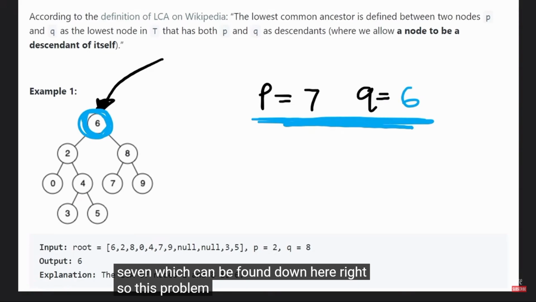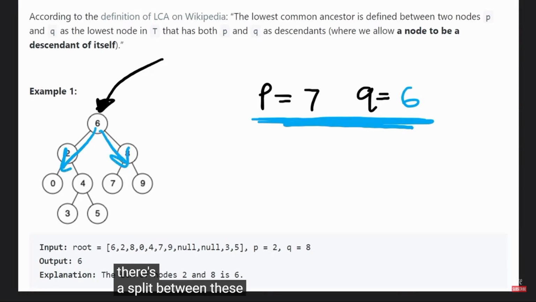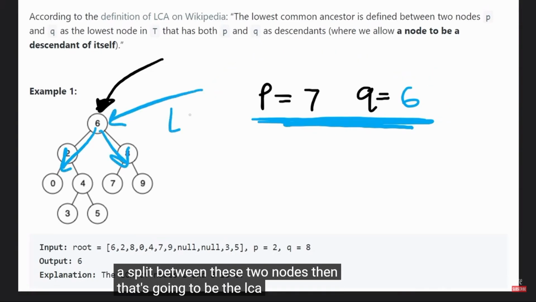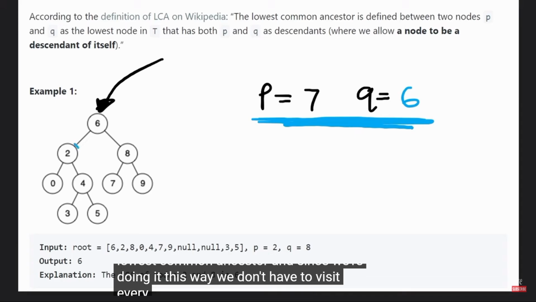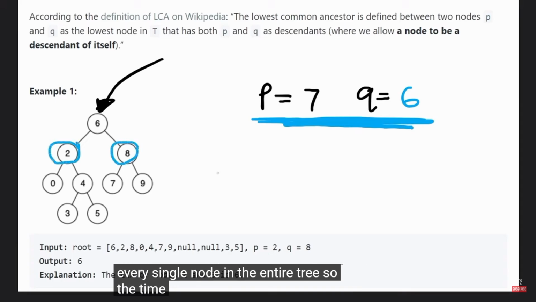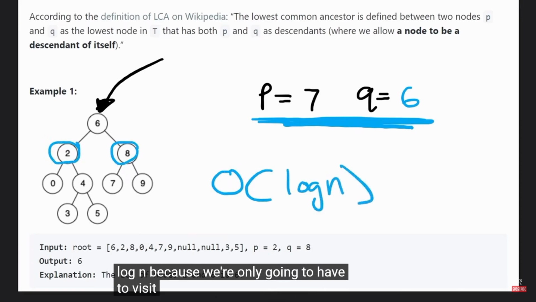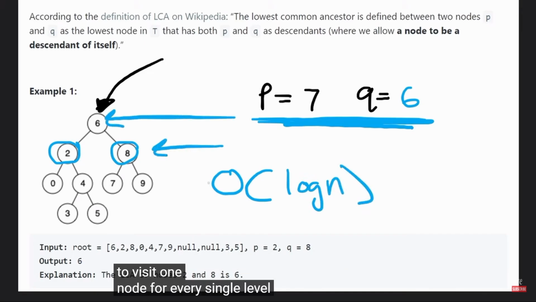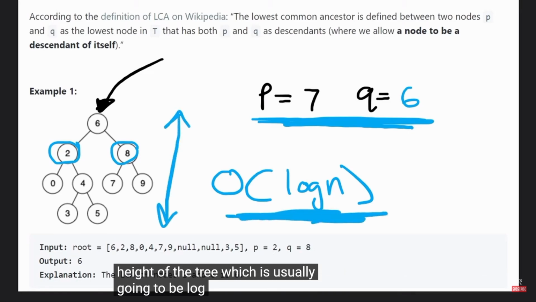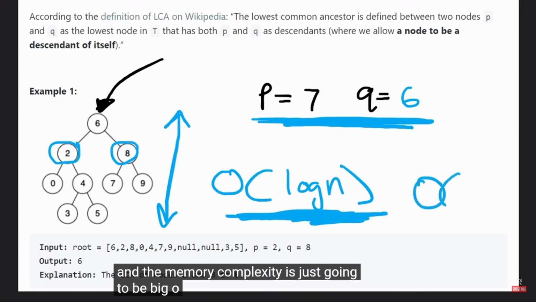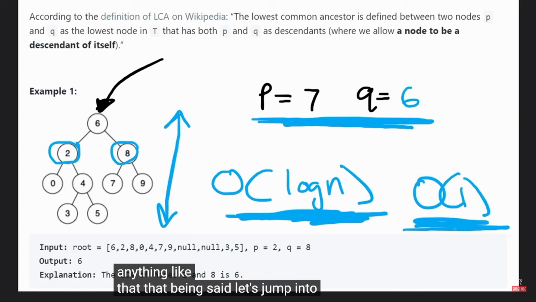So this problem isn't too difficult once you can understand that if there's a split between these two nodes, then that's going to be the LCA, the lowest common ancestor. And since we're doing it this way, we don't have to visit every single node in the entire tree. So the time complexity is not going to be big O of n, it's going to be log n, because we're only going to have to visit one node for every single level in the tree. So basically the time complexity is the height of the tree, which is usually going to be log n. And the memory complexity is just going to be big O of 1 because we're not really needing any data structures or anything like that. That being said, let's jump into the code now.